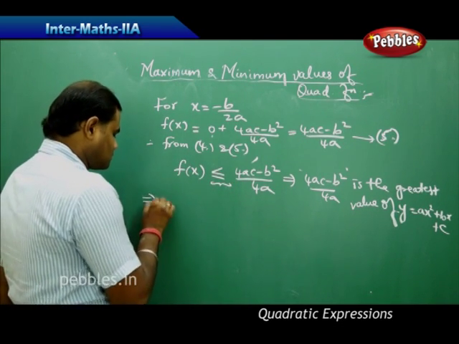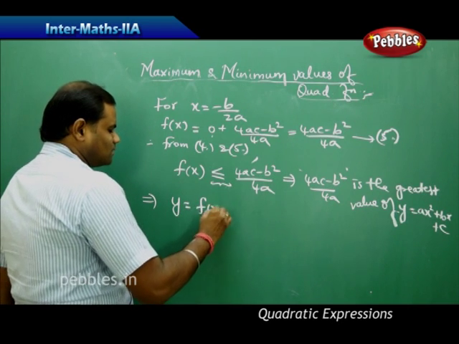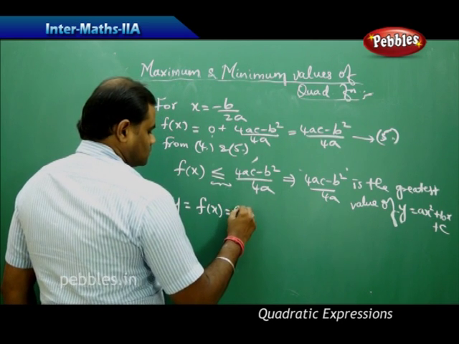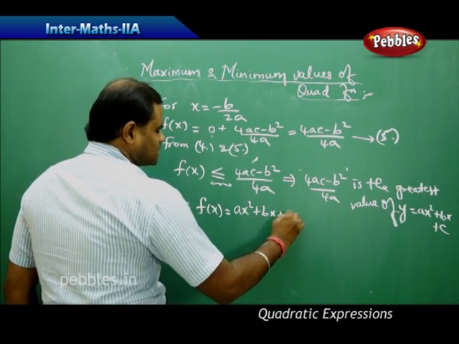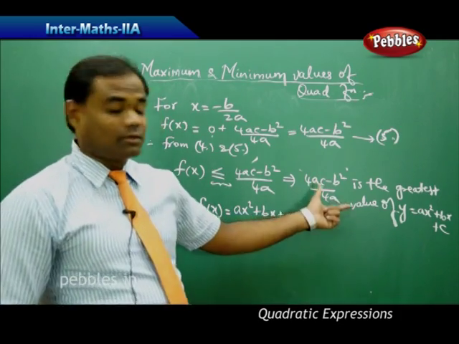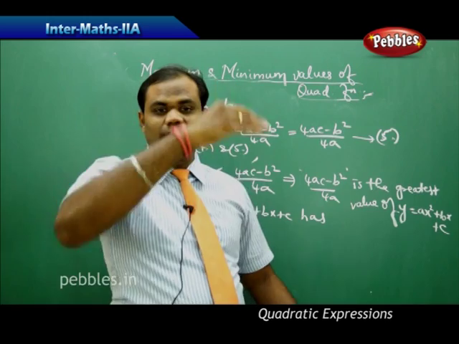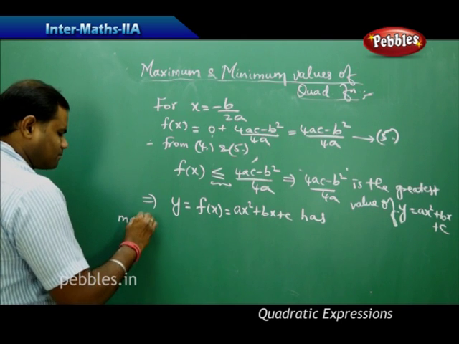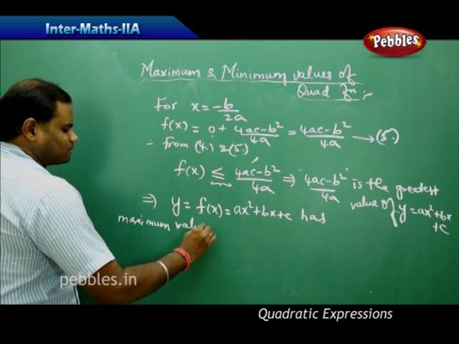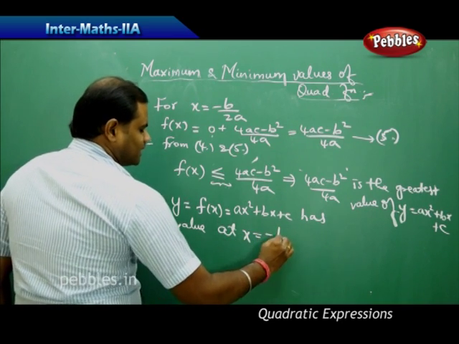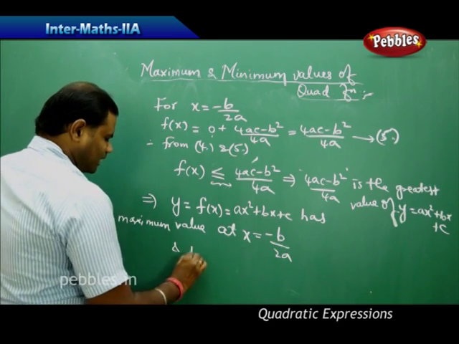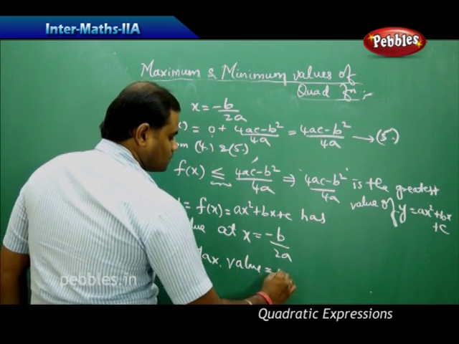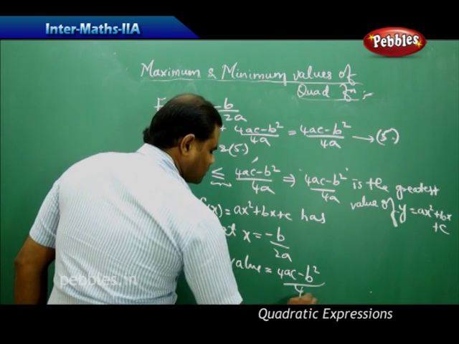That implies y equals f of x equals ax squared plus bx plus c has a maximum value, because this is the highest value which it can reach. Therefore, this has a maximum value at x equal to minus b by 2a, and the maximum value is given by (4ac minus b squared) by 4a.